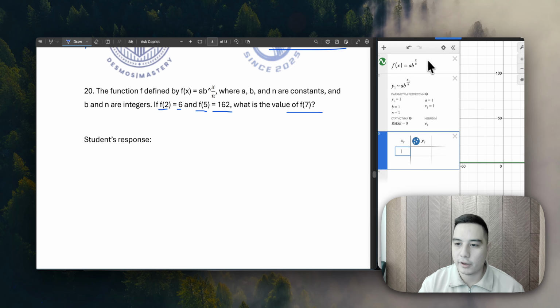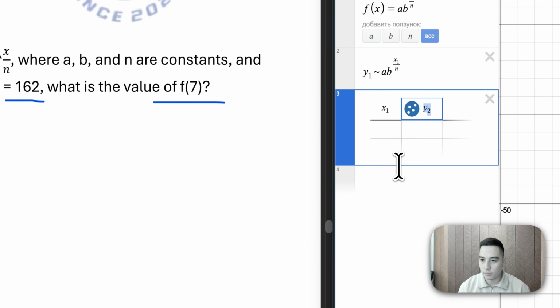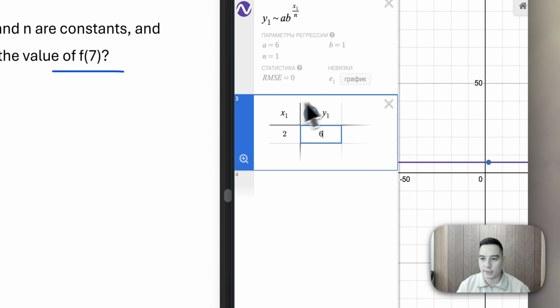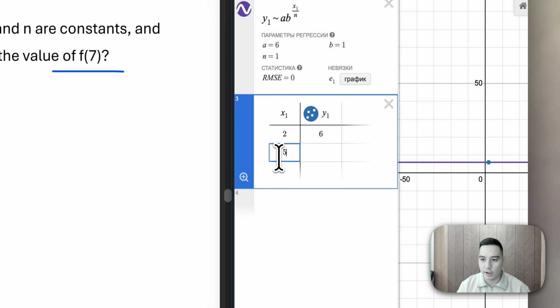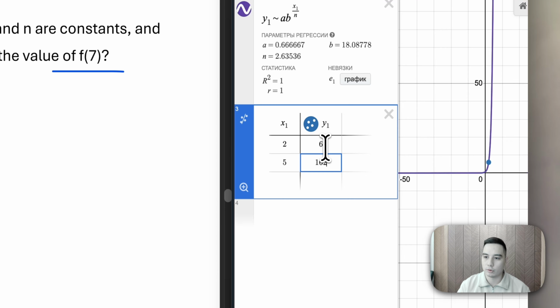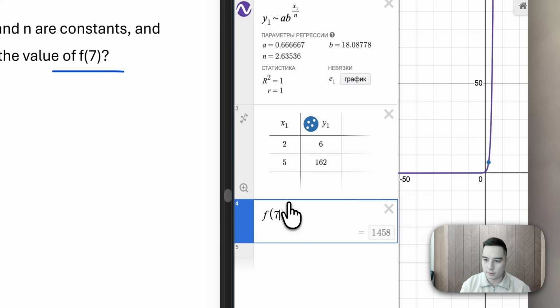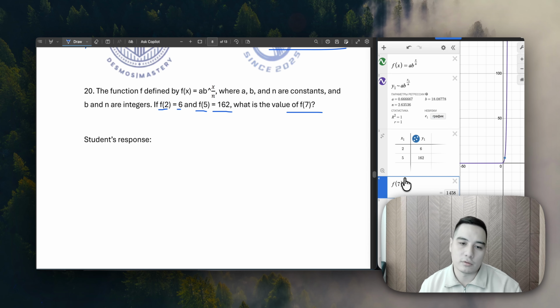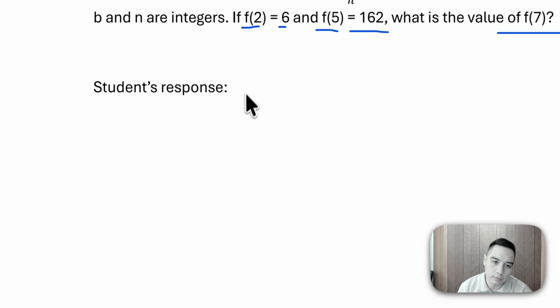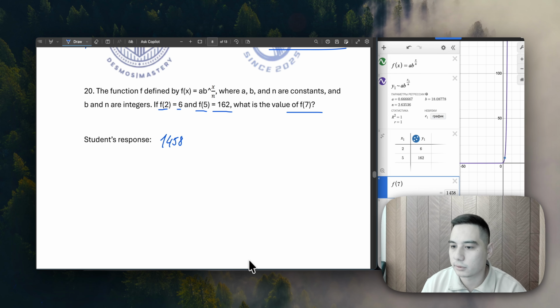Okay, if you have x 1 and y 1, like if I have x 2, I will get y 6. If I get x 5, I will get y 162. And let's see for the f of 7. It's 1458. That is the answer.